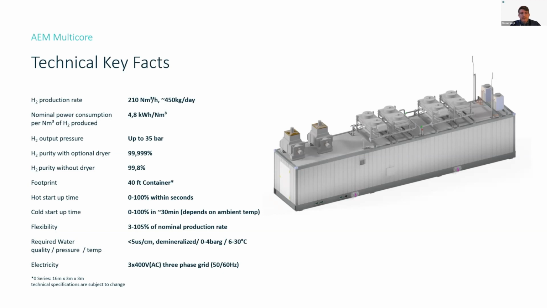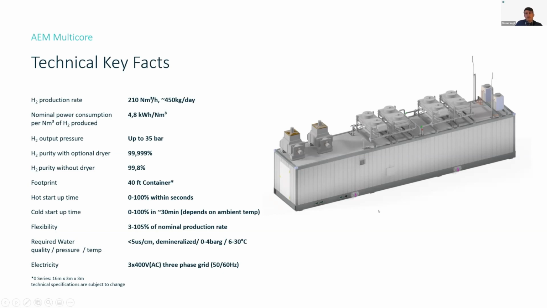The flexibility of the nominal production range is 3 to 105%, and the required water, what we need is demineralized water already for our container with 5 microsiemens per centimeter at 6 to 30 degrees Celsius. The electricity input is 3-phase 400 volts AC grid, basically what Mauro in his cluster used.